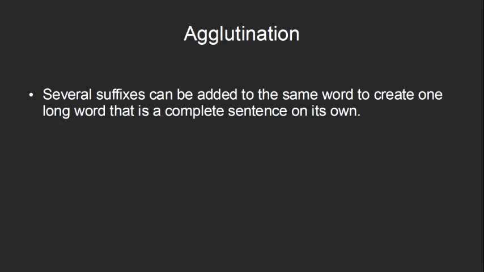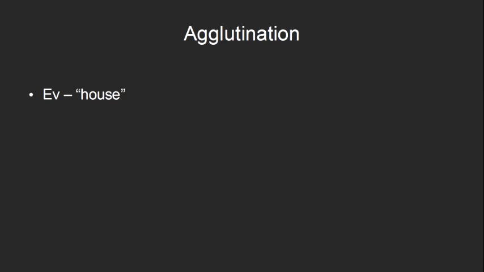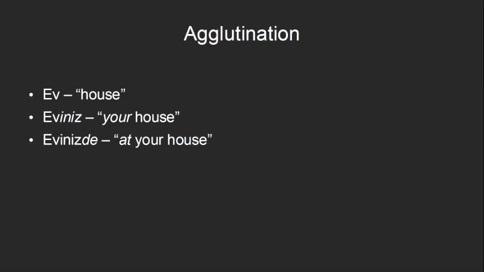sentence on its own. For example, if we start with the basic word ev, which means house, we can add a possessive to make eviniz, your house, then the locative case to make evinizde, at your house, and then finally a copula to make evinizdeyim, I am at your house. This one word is a complete sentence on its own.